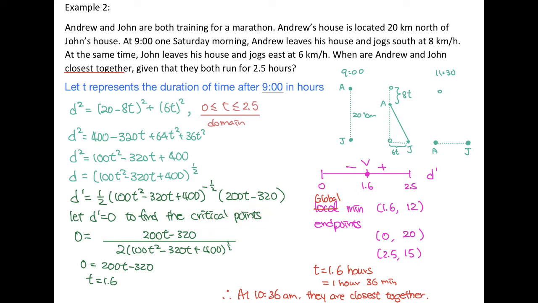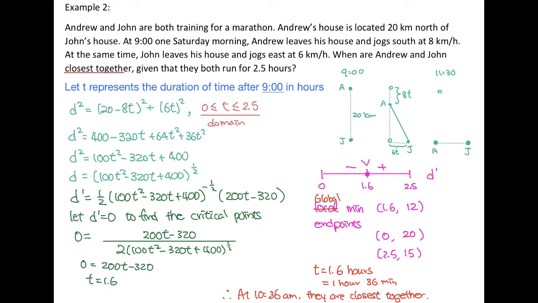And we can put the negative exponent into the denominator. As you can see, the denominator will never become a 0. Therefore, our critical points will be on our numerator. So let the numerator equal 0. So 200t minus 320 will be 0. Then we find t equals 1.6.